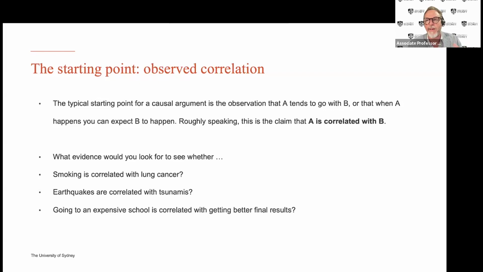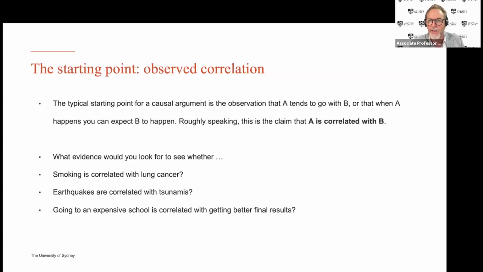Okay, here's another causal claim. Earthquakes cause tsunamis. How could we figure out that's true? The first starting point is to look for correlations between them. So let's figure out when and where do earthquakes happen? When and where do tsunamis happen? And is there a kind of matching up in the pattern of those two events?